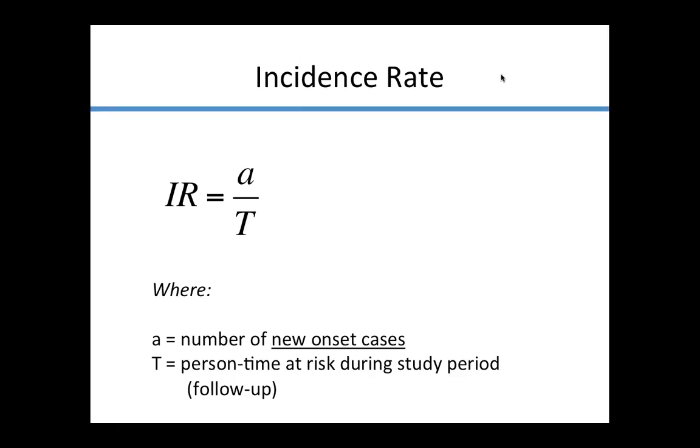Incidence rate measures how rapidly new cases develop during a specified time period. Again, it's new cases per person time. And you can also hear it referred to as incidence in a very general way, or incidence density, or rate. Basic formula: the number of new onset cases divided by the person time at risk during the study period.